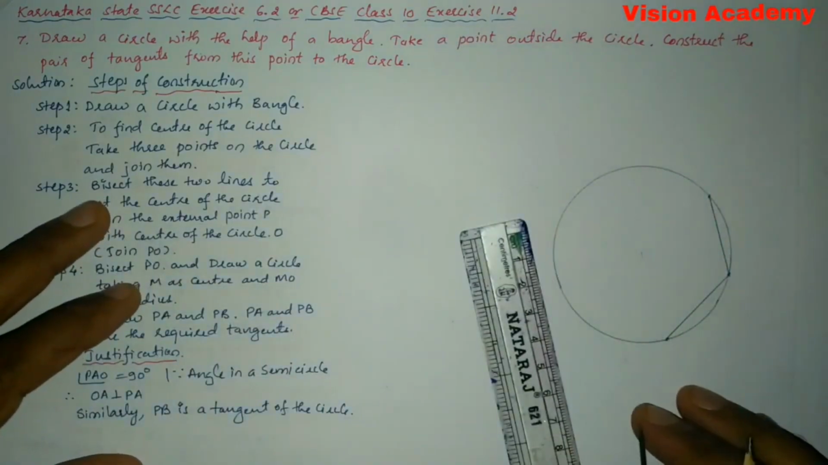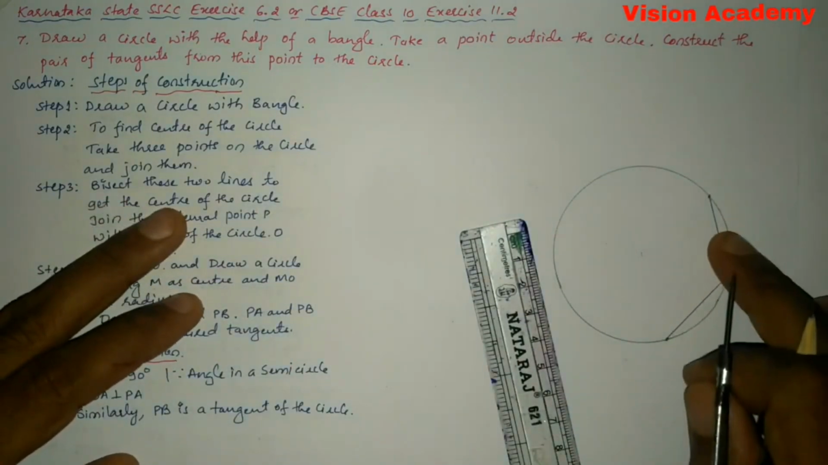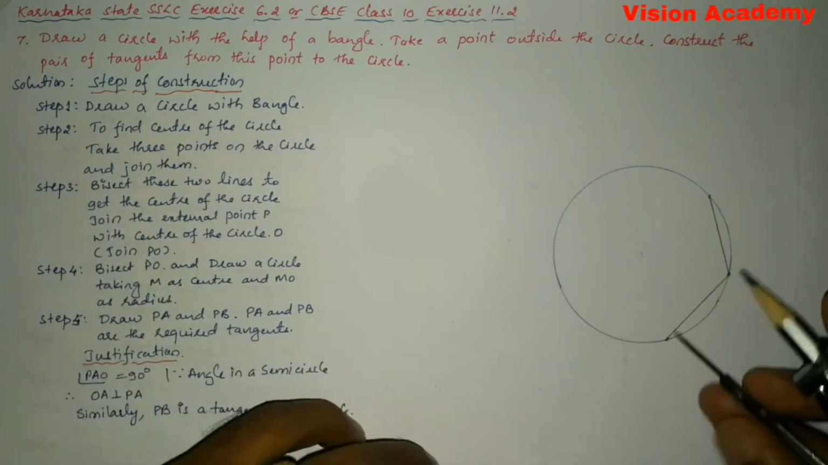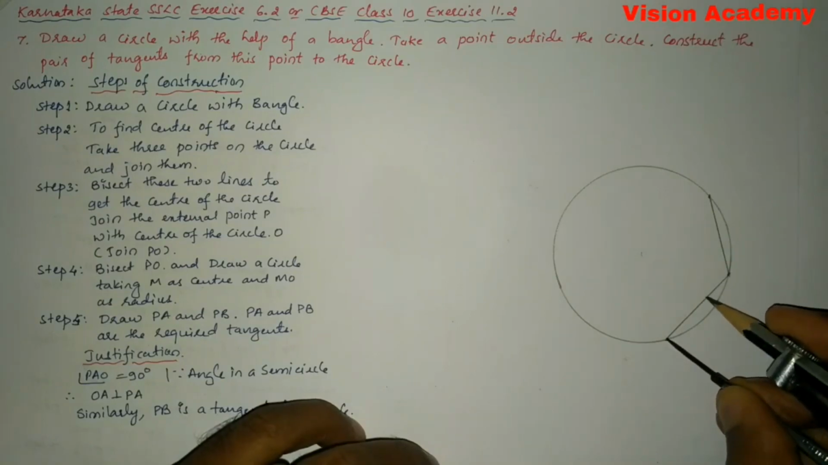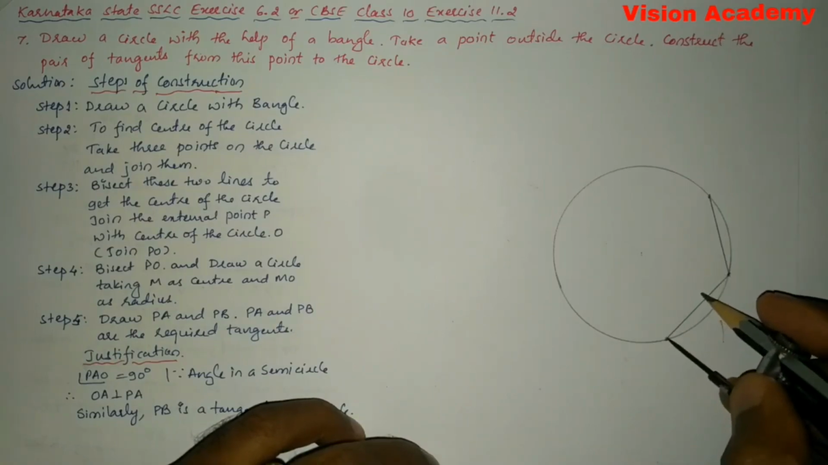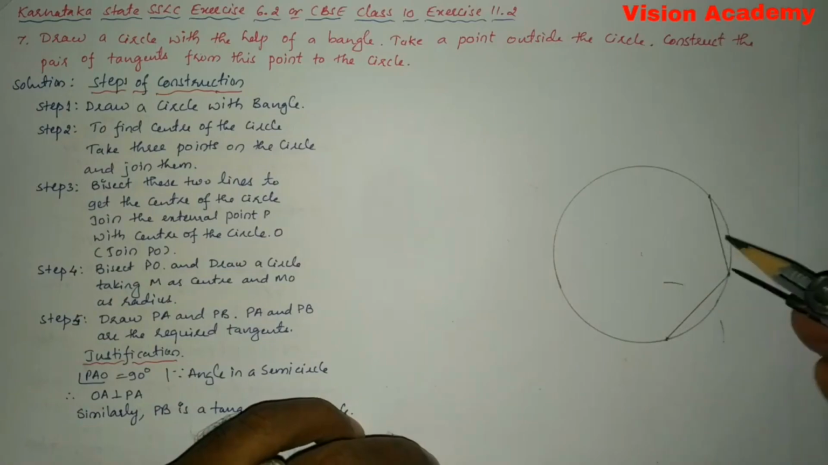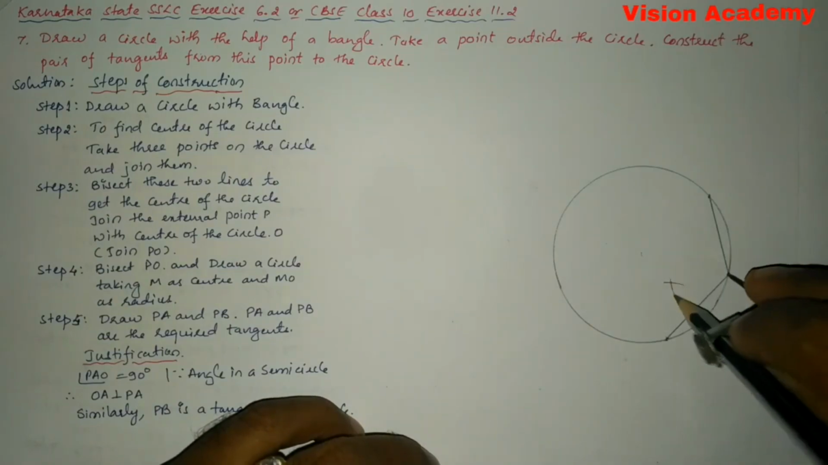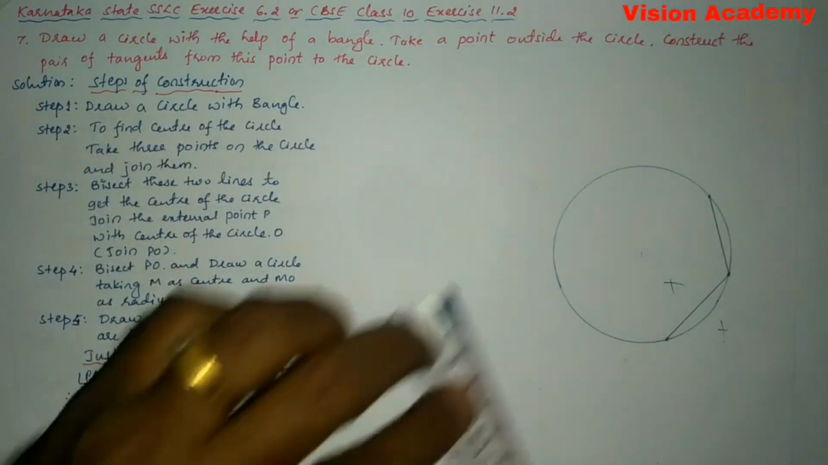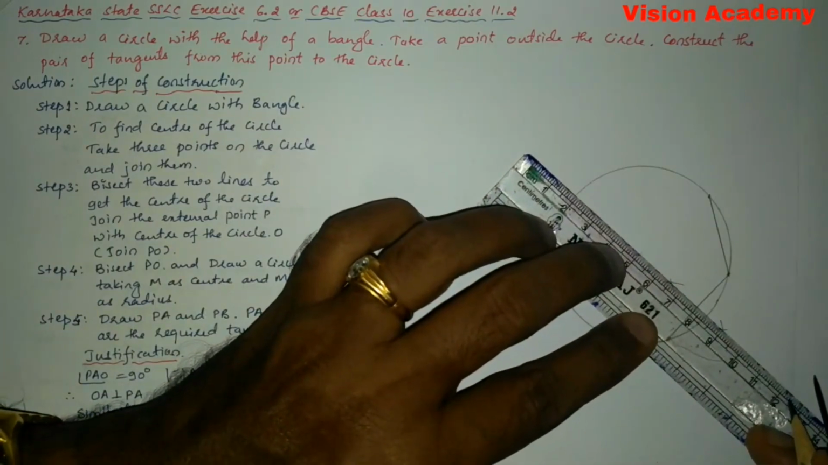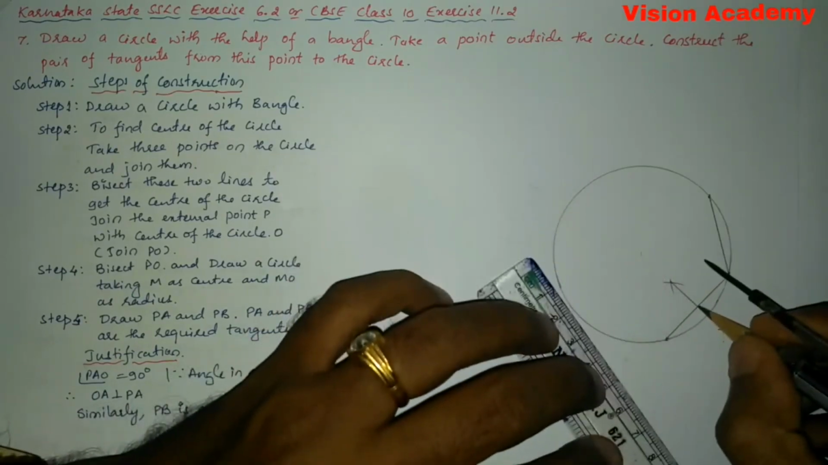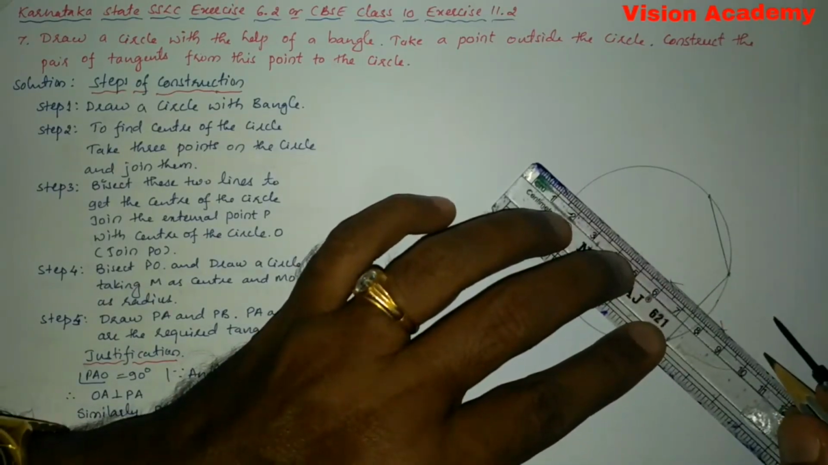So the next step is to bisect these two lines to get the center of the circle. In order to bisect them, we'll have to take a length more than half of this length. So let us draw one arc here and another arc on the other side, and keeping on this point, let us cut this arc and cut this arc, and now let us join both of these two points to get the midpoint of this line segment. So here we got one midpoint, and we are going to extend this one.